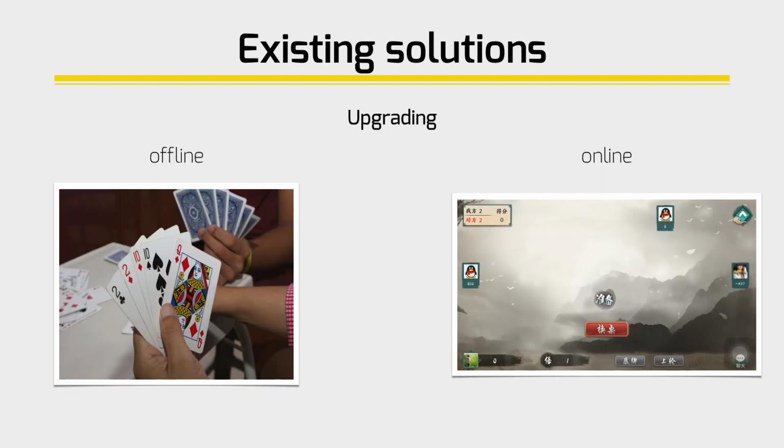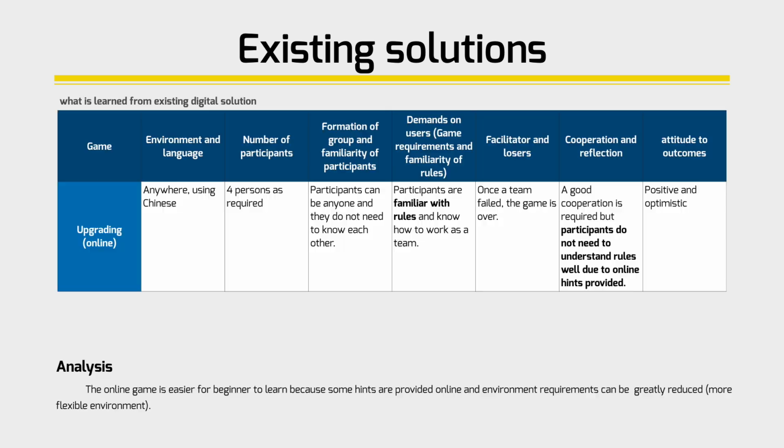With respect to upgrading, the online version has a lower requirement for environment. It means players can play this game anywhere. In addition, upgrading requires players to understand the rules very well, but that is difficult for the offline version. Here, the online version has an obvious advantage that can cope with this issue.